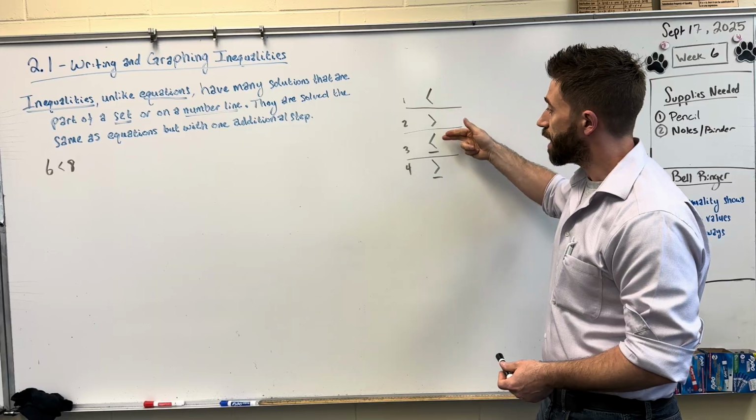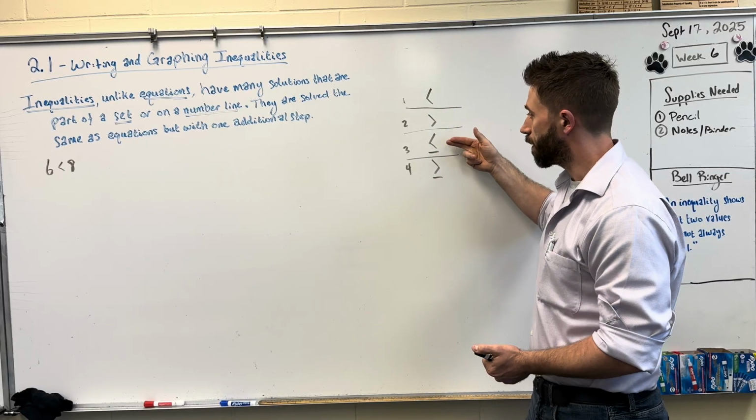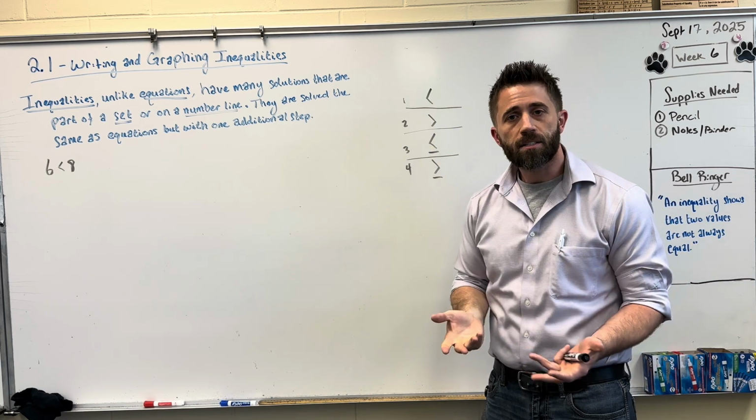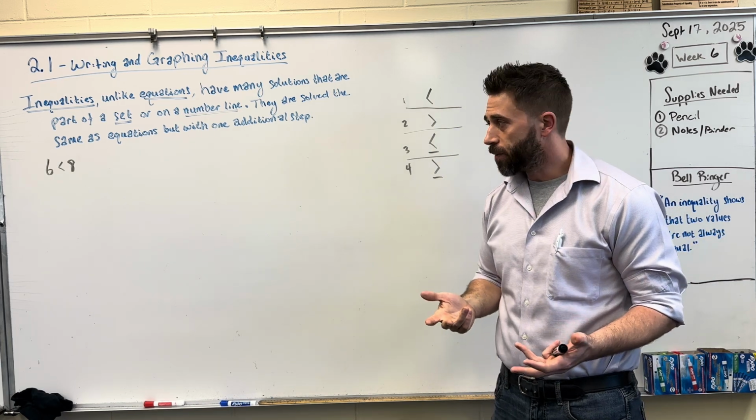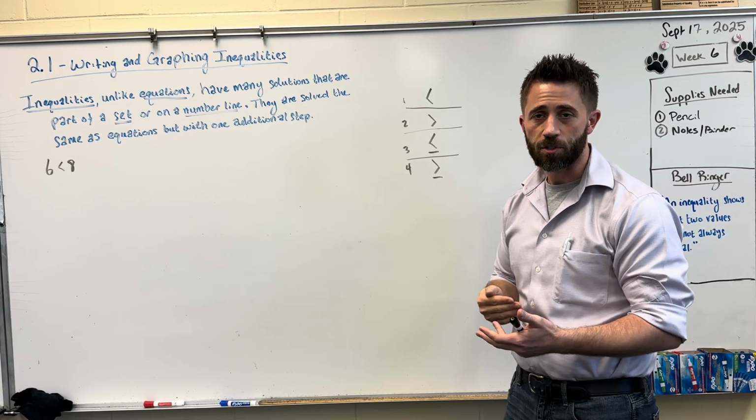So both of these can be read as either greater than or less than, greater than or equal to, or less than or equal to if they have the bar beneath it. It doesn't matter which direction we're reading because it can be represented as both.